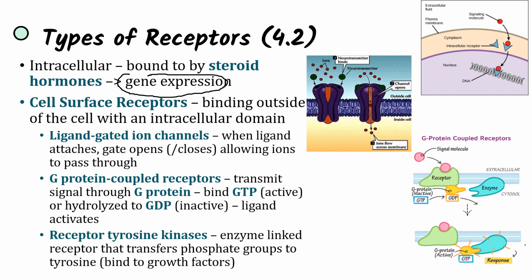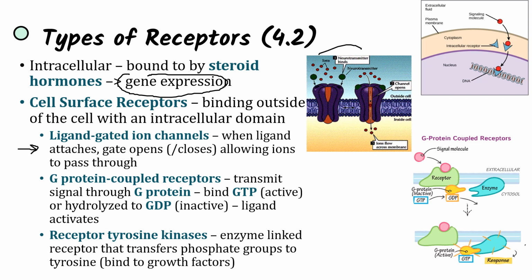Now, cell surface receptors, there are a few kinds, and the general idea is that the ligand is going to be binding outside of the cell to the receptor, but the receptor also has an intracellular domain that's going to allow the signal to then start the transduction process to a cellular response. So there's ligand-gated ion channels where the ligand attaches, the gate is going to open or close, and that's going to allow ions to pass through, as you can see right here.